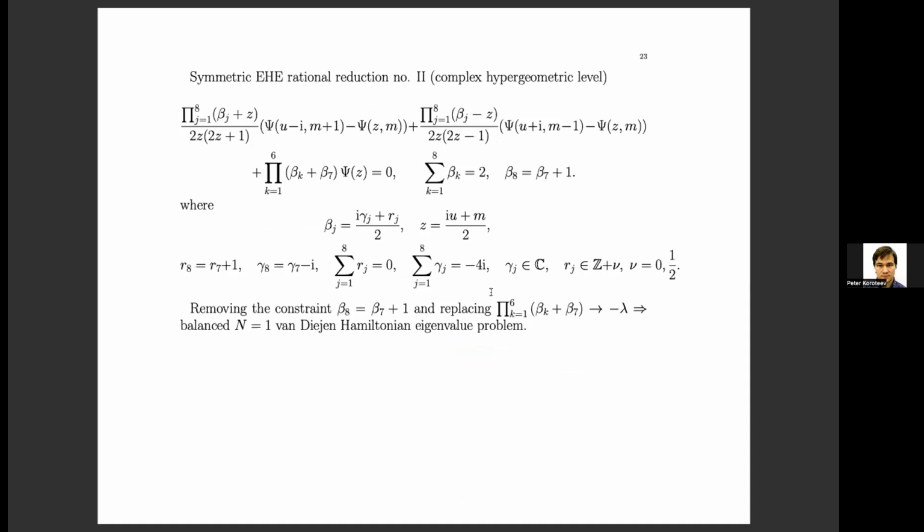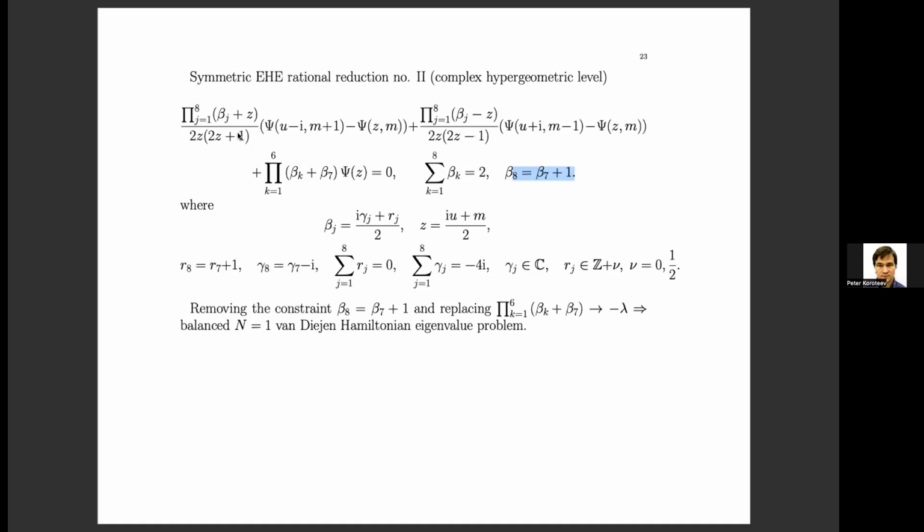So if I take this elliptic hypergeometric equation in the symmetric form and now reduce this symmetric form to the elliptic complex hypergeometric function level, so it's a rational reduction, number 2, I will get this equation. The coefficients are now rational. There is a split of the argument now into the continuous and discrete pieces. This is evident. The balancing condition has this form, and this is the constraint which I described that must exist at the elliptic hypergeometric level.